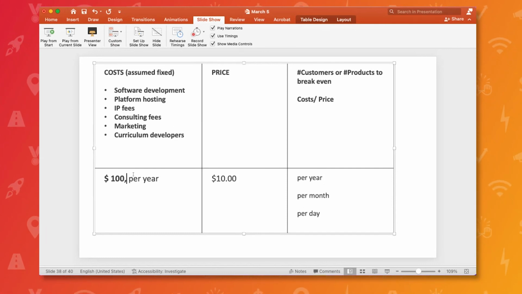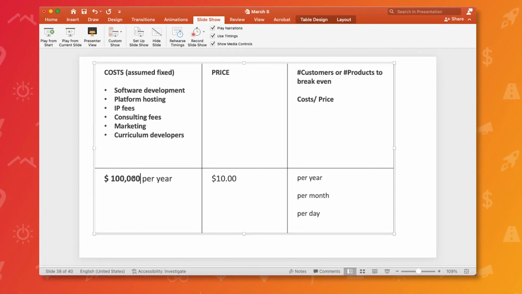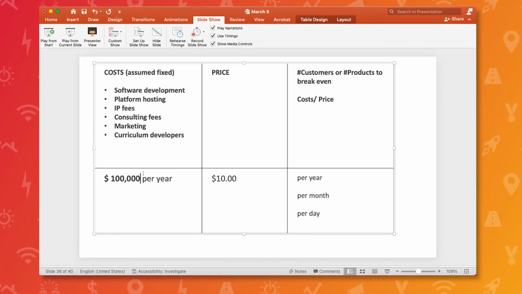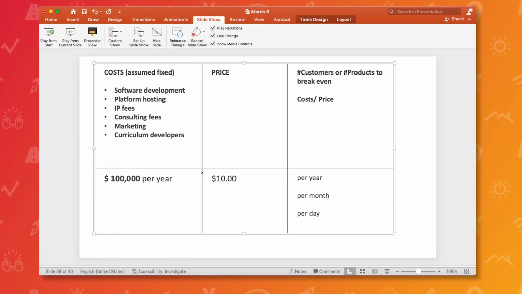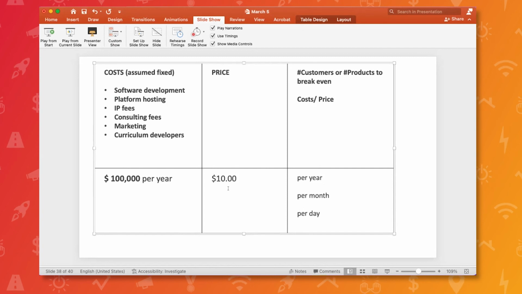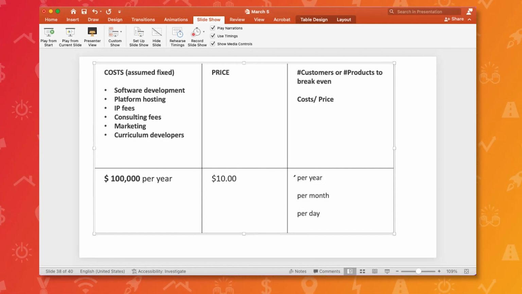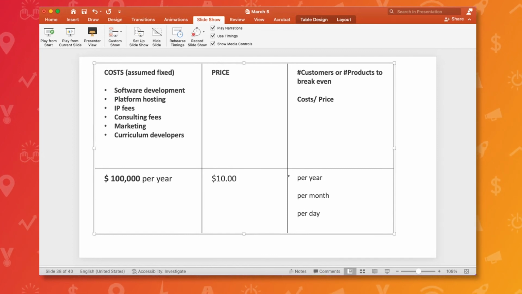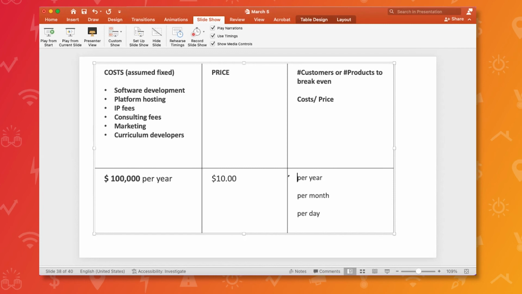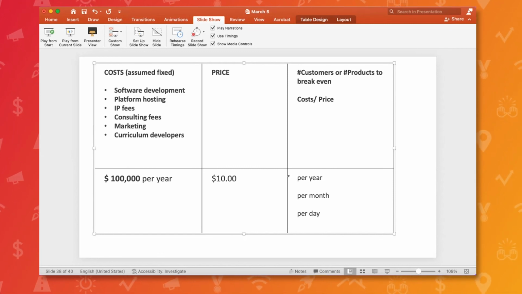So let's say that your costs are $100,000 per year. And I'm making this up so we can have some easy numbers. Let's say that you charge $10 every time someone uses a service. So if you're going to break even and your costs are $100,000 per year, how many customers do you need to have per year?